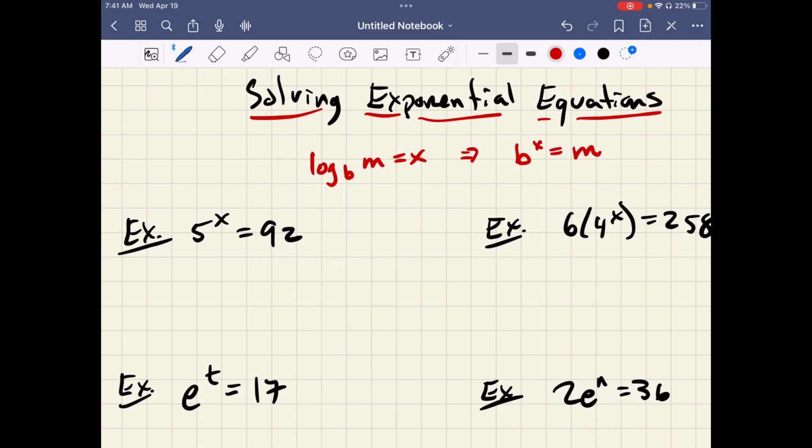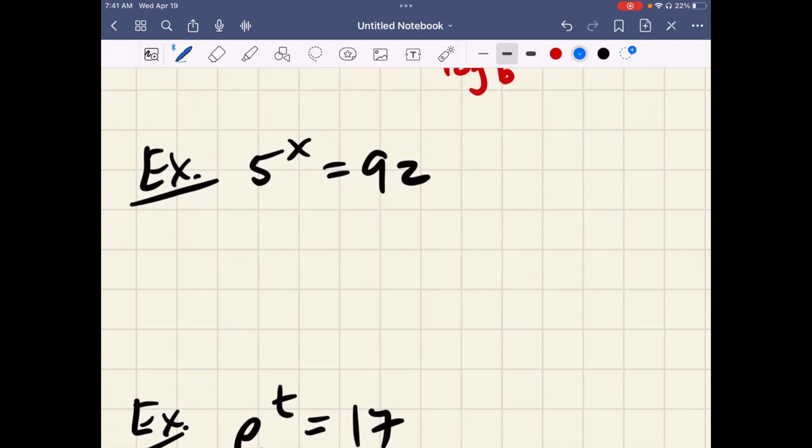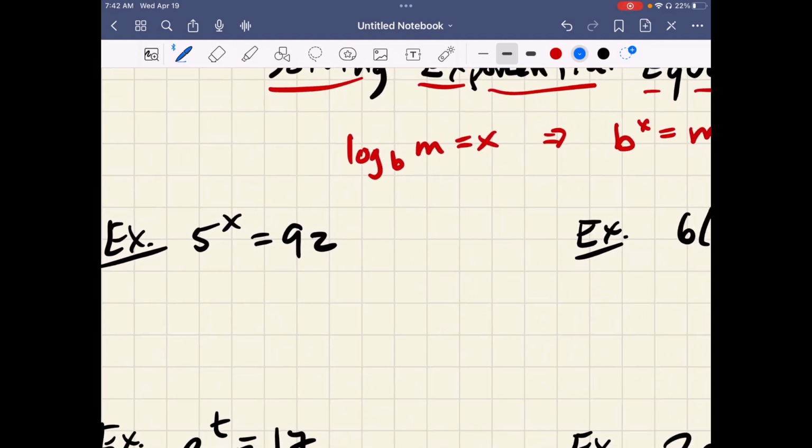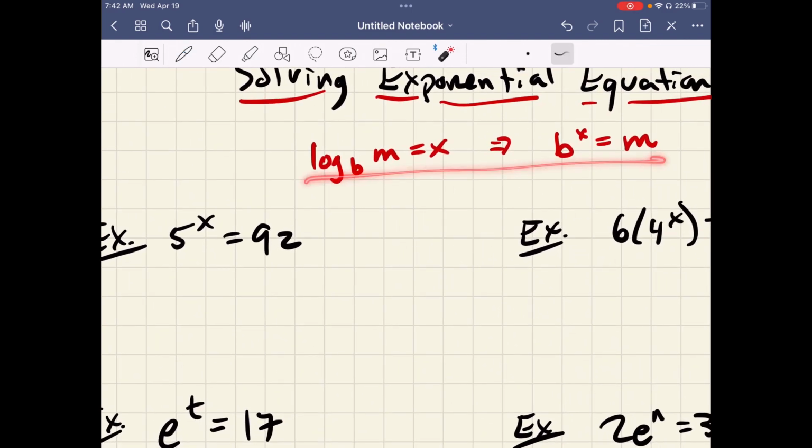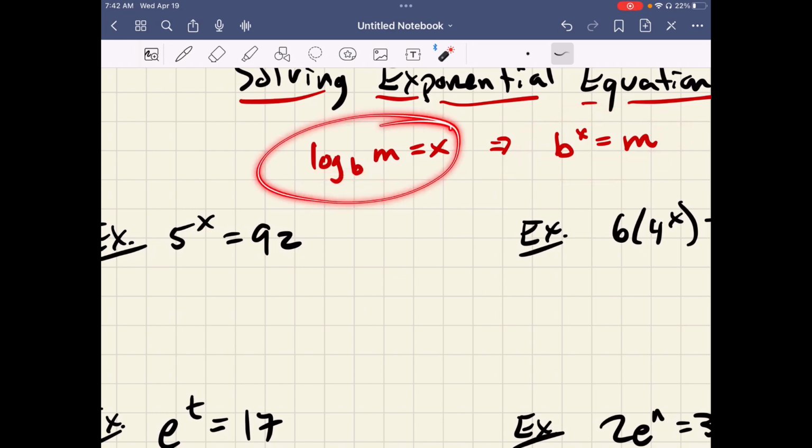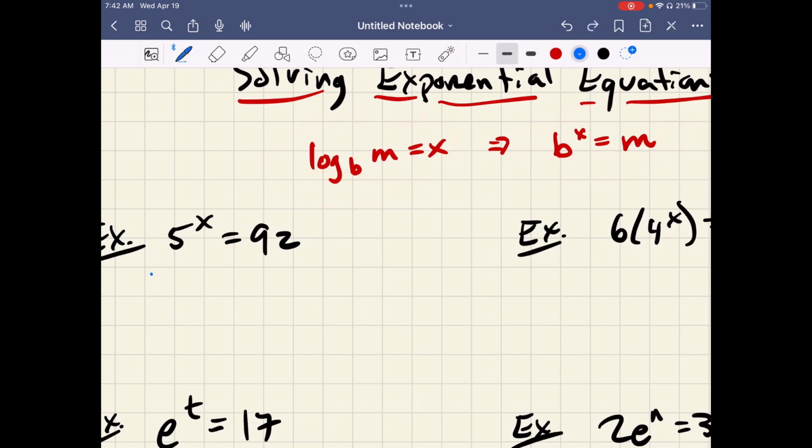In this first example, I've got 5 to the x equals 92. We know that 5 squared is 25, and 5 to the 3 is 125. So I know my answer for x is going to be somewhere between 2 and 3, and it will be a decimal value. Here's how we're going to find that. If I use my logarithm property, I can convert this right side back to the left side, and that would look like log base 5 of 92 equals x. So that's one way to think about it.